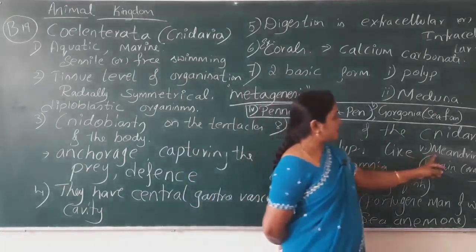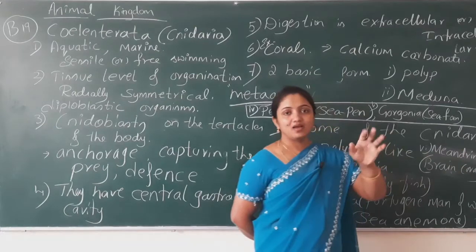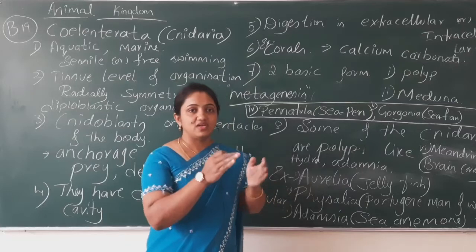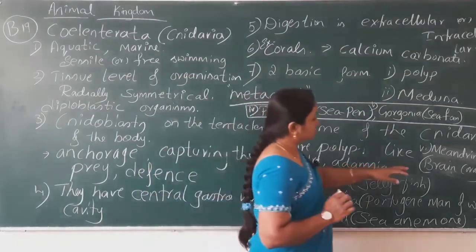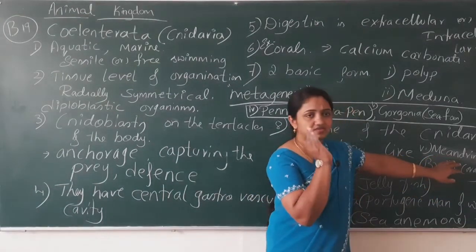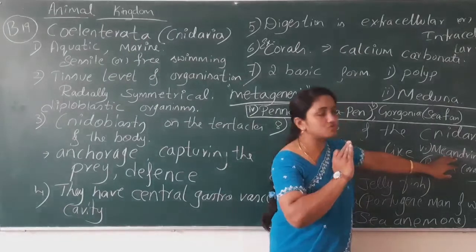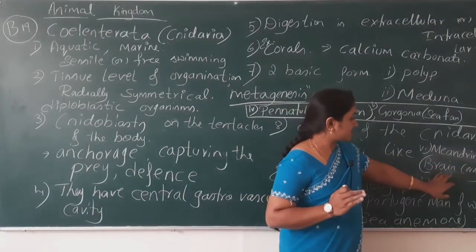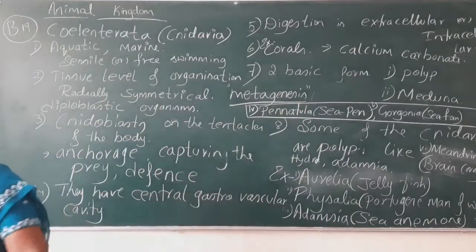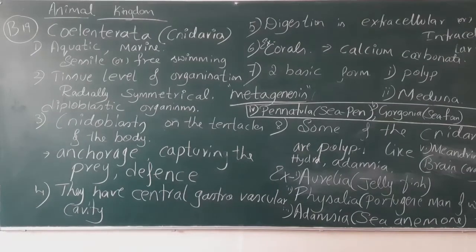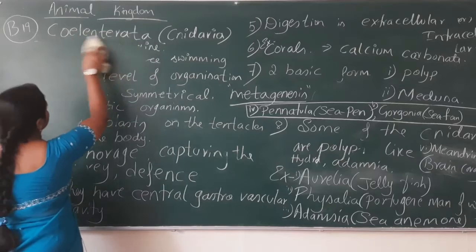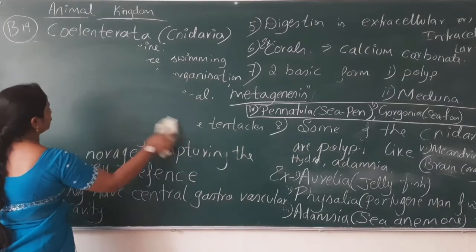One more is there, Meandrina. It looks like a brain. Now in our brain we have ridges and furrows, no? So Meandrina looks like a human brain. That's why they have given the name brain coral. Okay. Now we will see the diagram. One diagram we have finished learning. What is that? Aurelia. One more I'll draw.